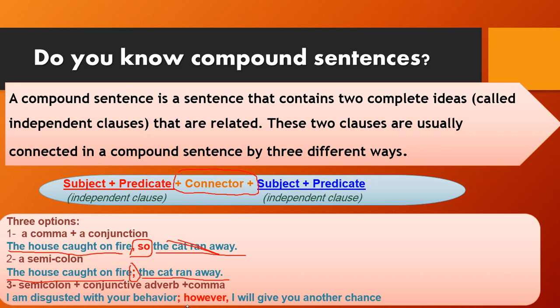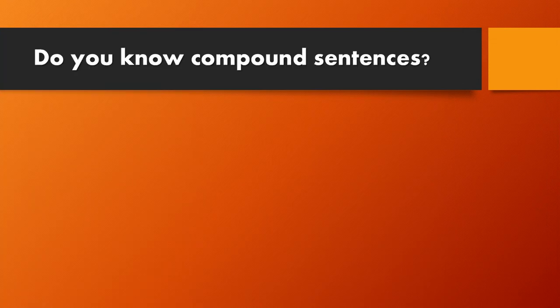Or I can use something called a semicolon, a conjunctive adverb, which is however, and a comma between the two independent clauses. But this way of connecting, I use it in our formal writing only. We're going to discuss all these in detail within the coming slides.